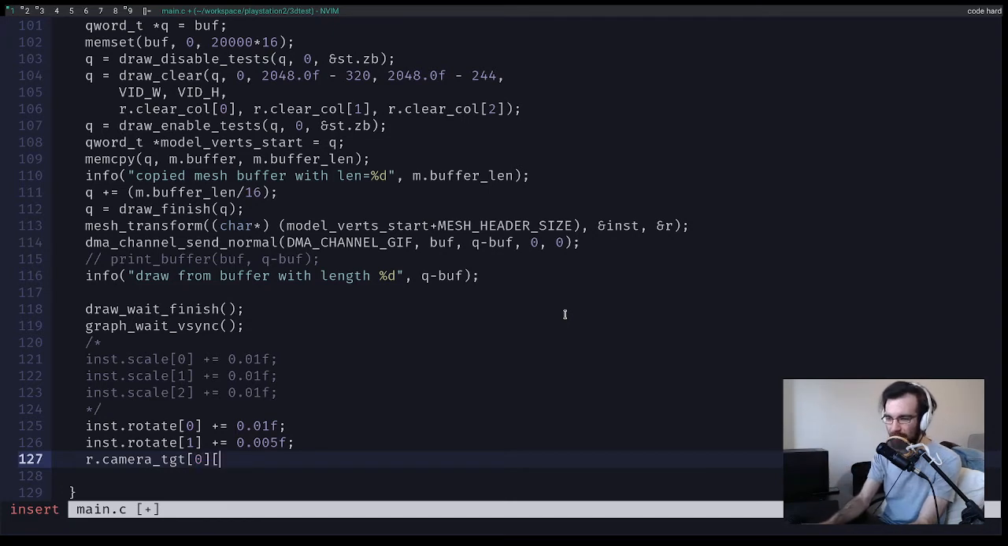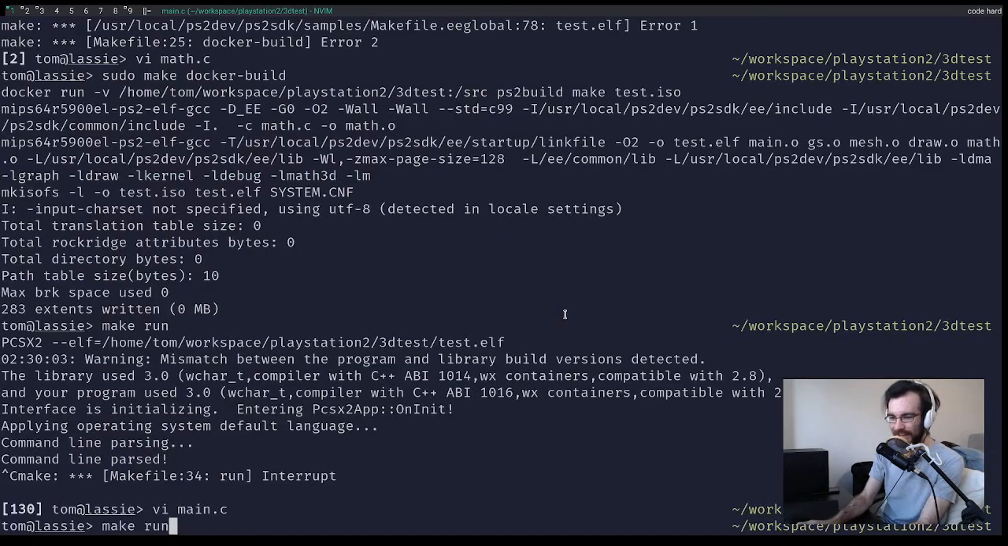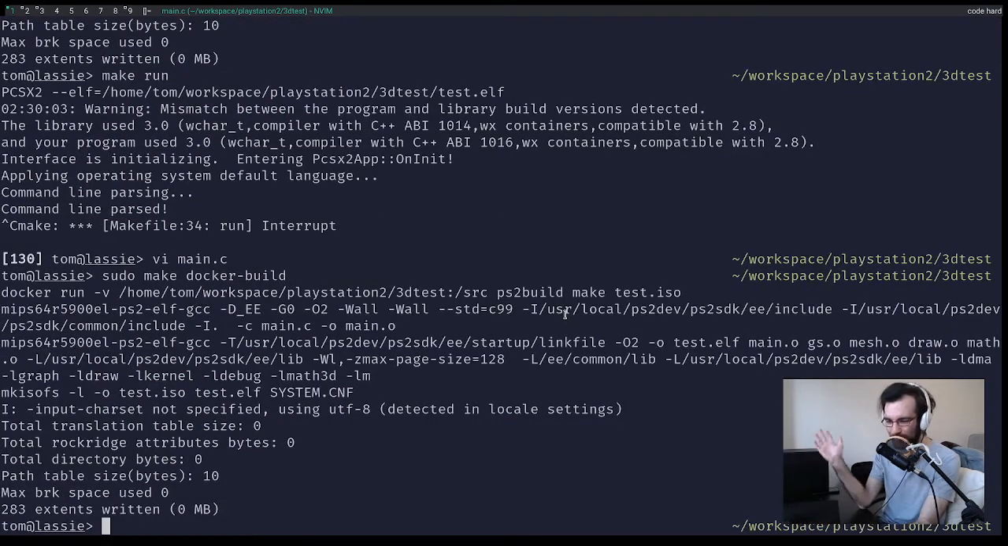So let's say our camera target plus equals 0.1f. And let's see what happens if we start looking to either the left or right, depending on which direction this is. I think this should be to the right. I think that's positive x. So make run.